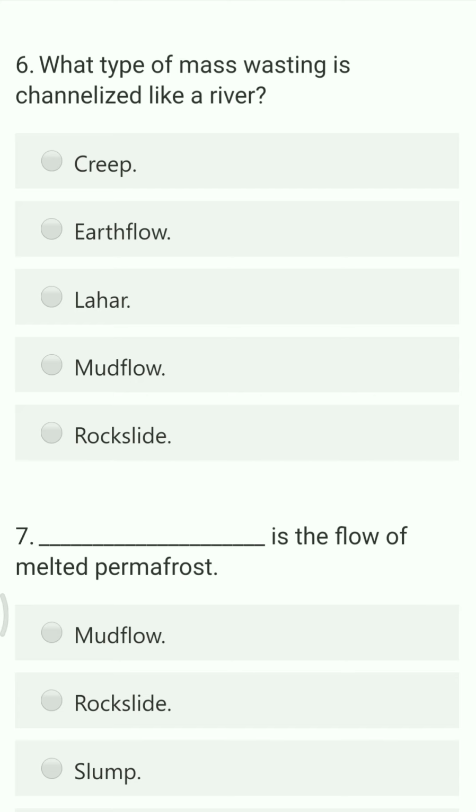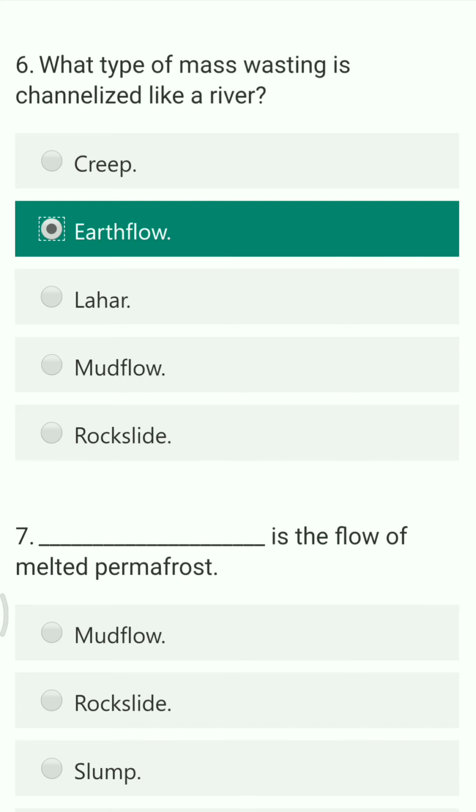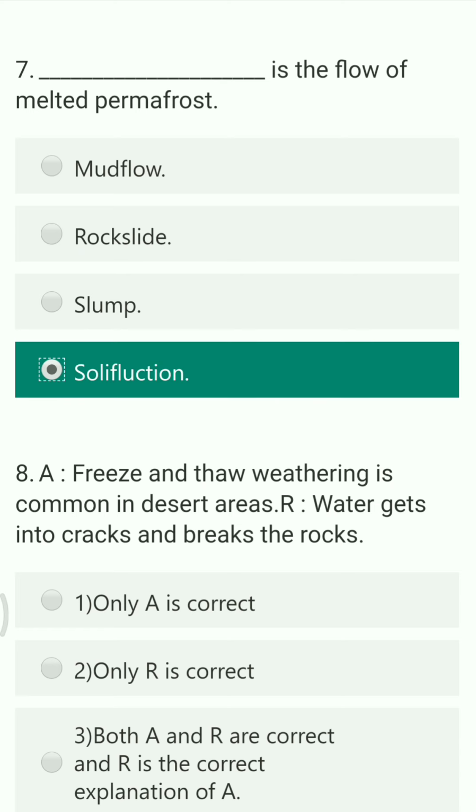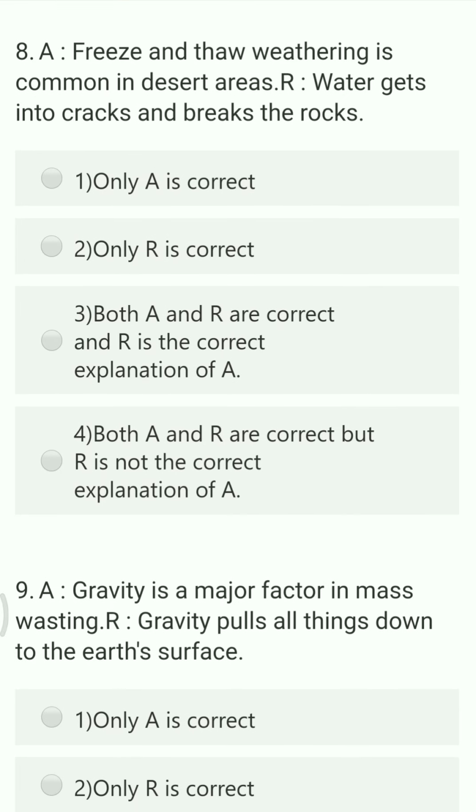What type of mass wasting is channelized like a river? So the options are creep, earth flow, lahar, mud flow and rock slide. So the right answer is earth flow. It is very similar to a river channel. So that is the type of mass wasting. Next question, dash is the flow of melted permafrost. So the options are mud flow, rock slide, slump and solifluction. So the right answer is solifluction, which always takes place in the glacier parts.